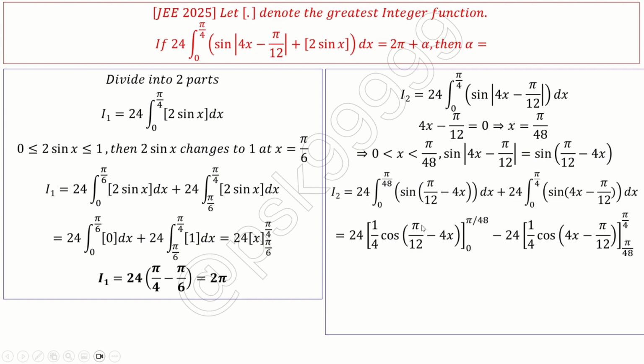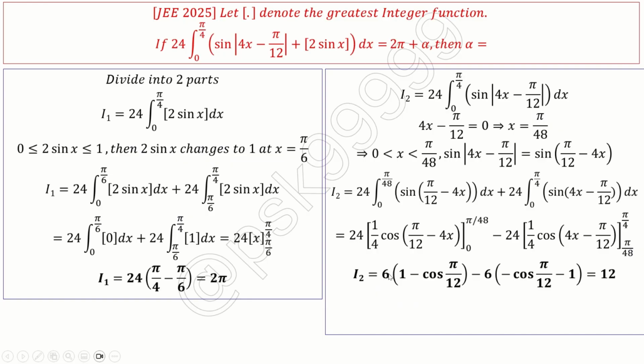So 1 by 4 cos of pi by 12 minus 4x, with limits 0 to pi by 48. Similarly, this is actually plus, but since the integration of sine is minus cos, I took the minus here. So cos of 4x minus pi by 12 divided by 4 is the integration, and then the limits are here. Now carefully put the limits, and you will get the value.